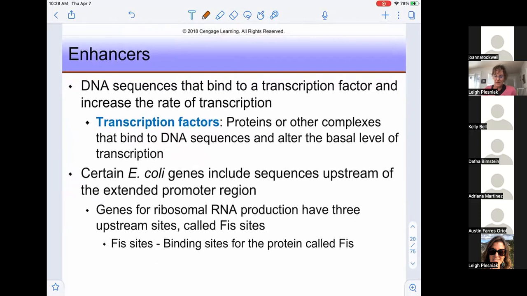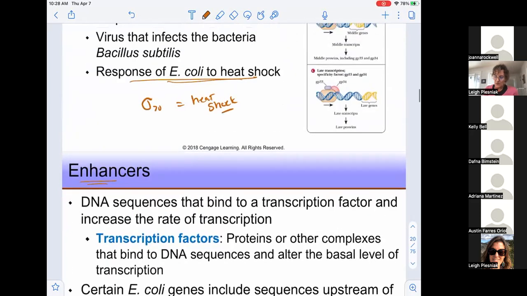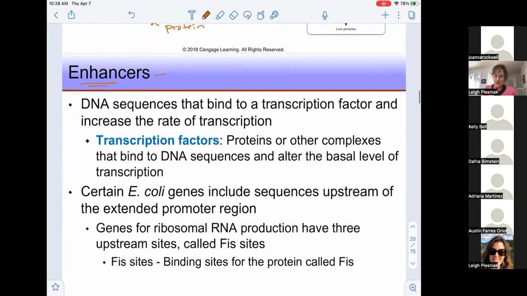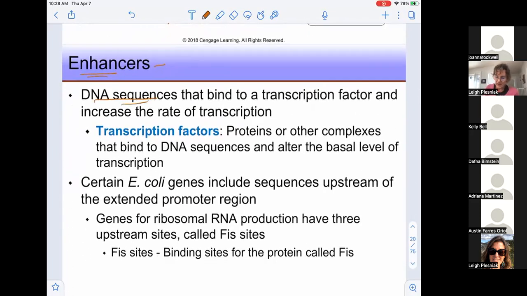Okay. Then there are enhancers. So just to keep track, right? That sigma subunit, this is a protein component of RNA polymerase. Enhancers are sequences of DNA that bind transcription factors. A lot of vocabulary. So a transcription factor is a protein that associates with DNA and alters levels of transcription. So any protein that affects transcription is called a transcription factor.